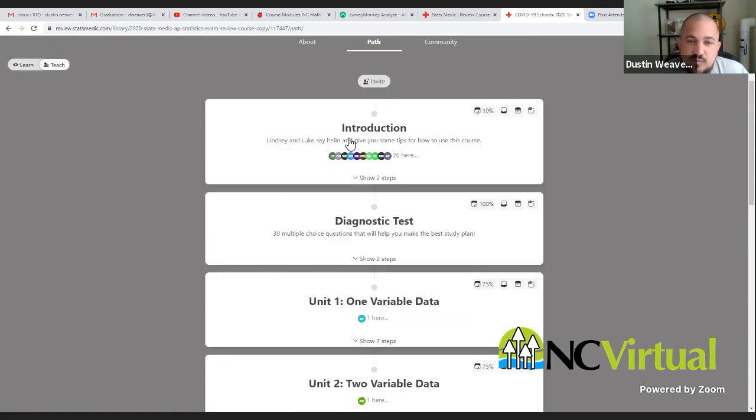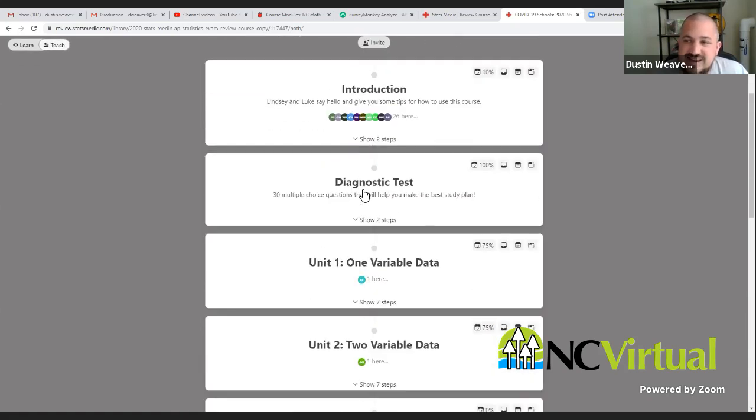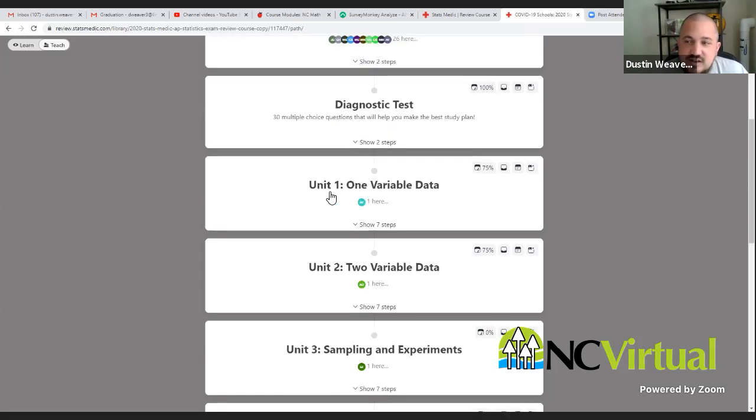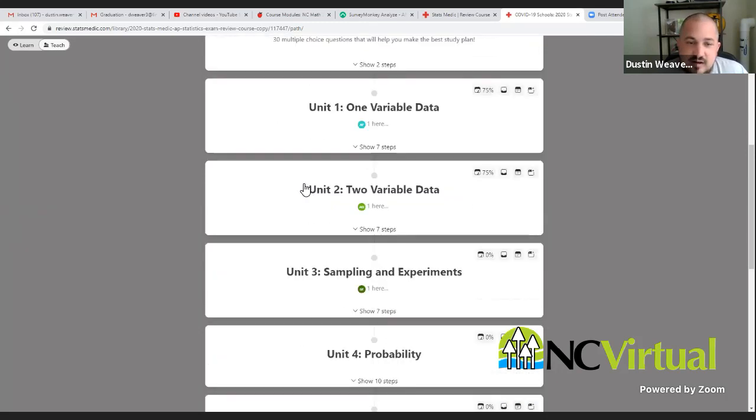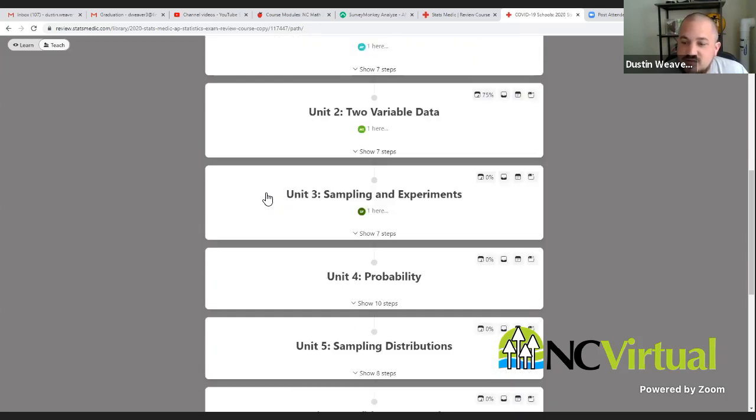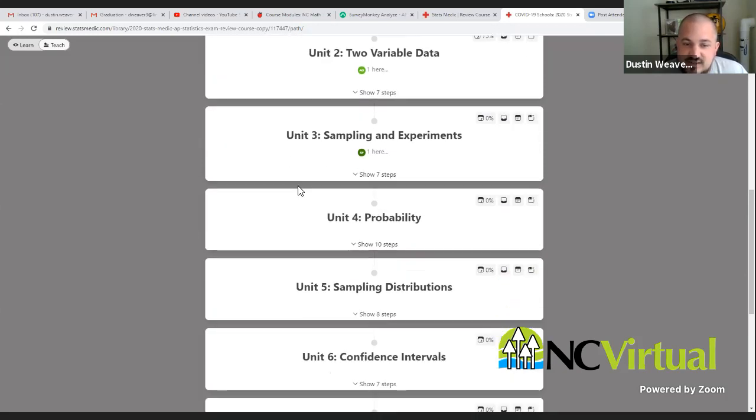So far, we have completed the introduction. We have taken the diagnostic test. We have studied Unit 1 variable data, and done free response and multiple choice questions there. We've gone through Unit 2 variable data, and done free response and multiple choice questions there. We've gone through Unit 3, which is sampling and experiments, and done free response and multiple choice questions there.